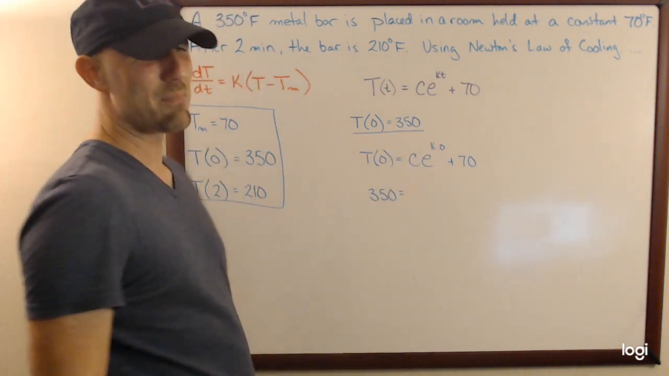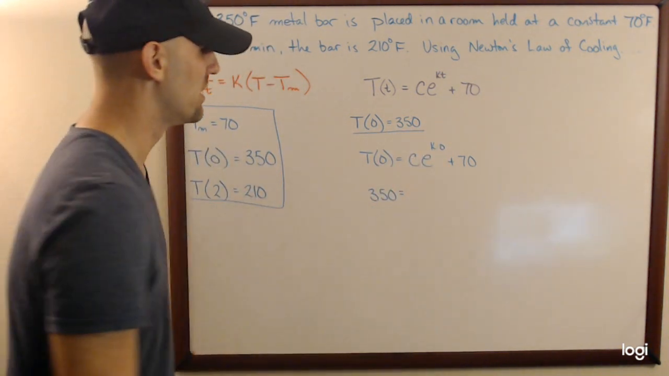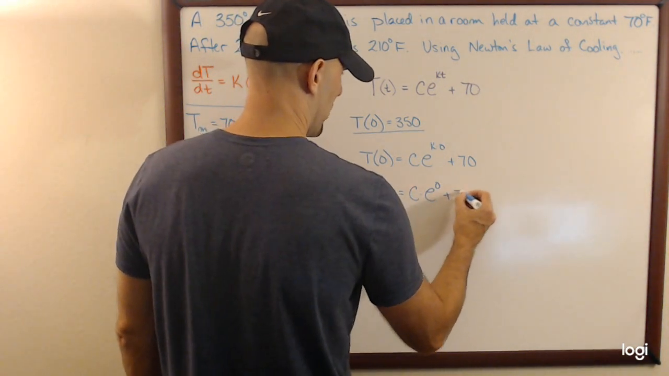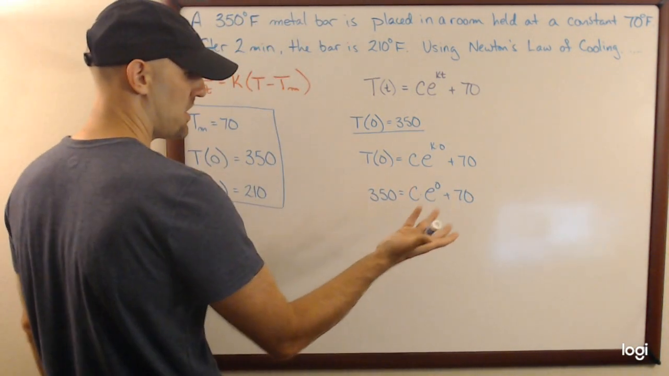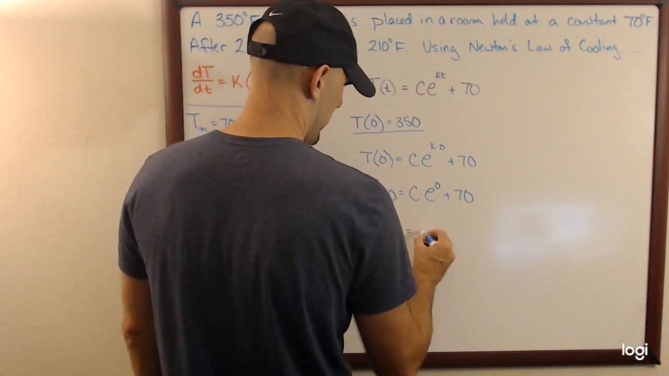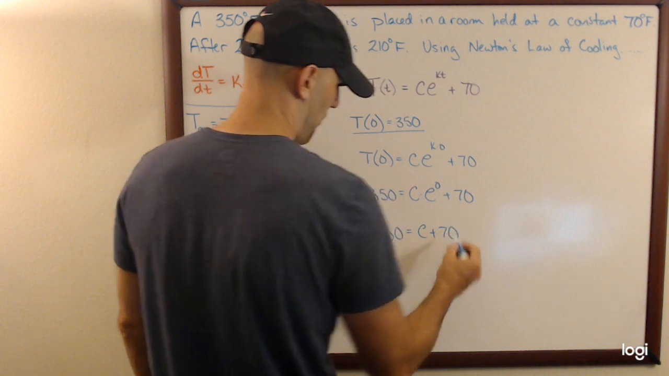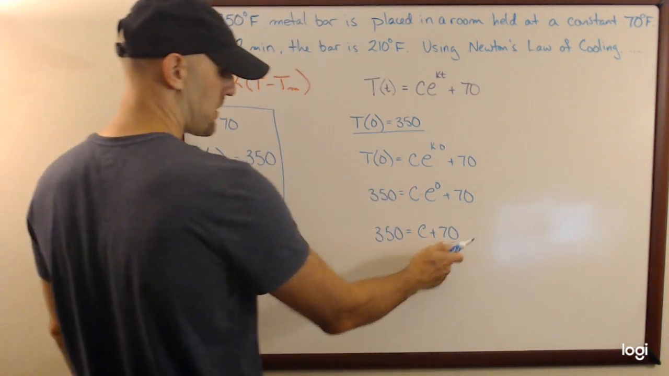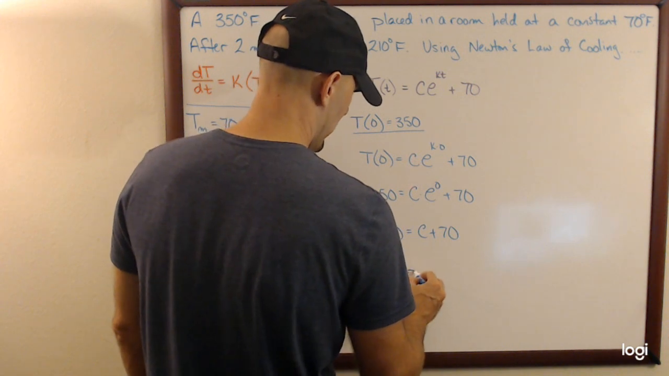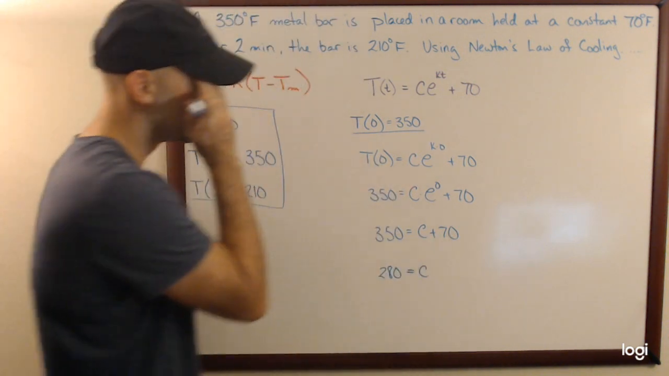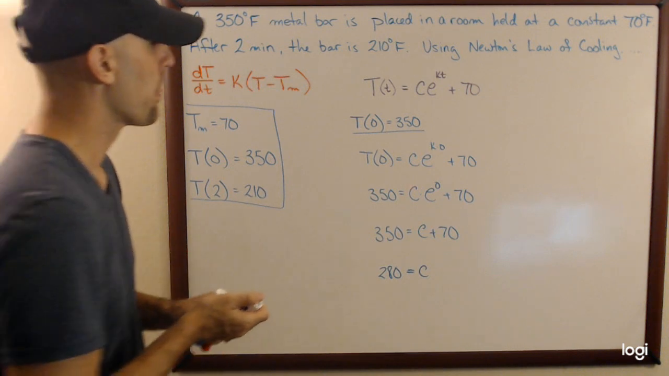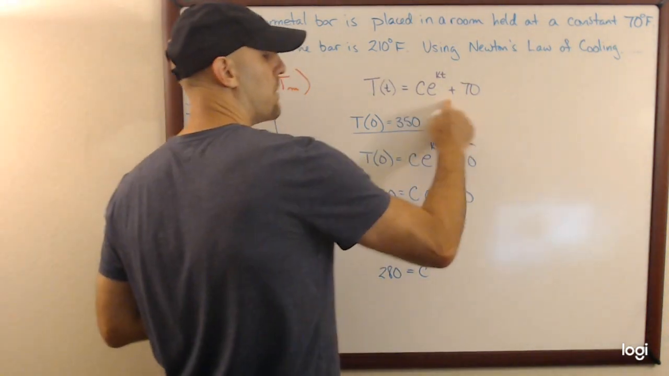Well, k times 0 is 0, right? So this is c times e to the 0, but e to the 0 is 1. So I get 350 is equal to c plus 70. That's pretty nice. Subtract over 70, and I get 280 is equal to c. Okay, that's useful, because that tells me my model can be updated here, right?